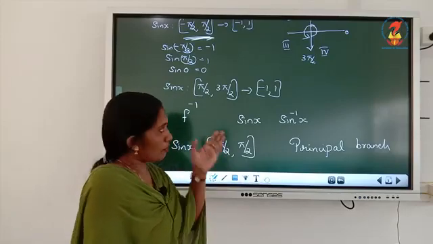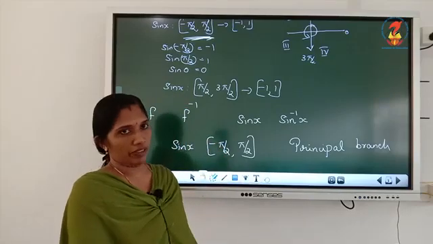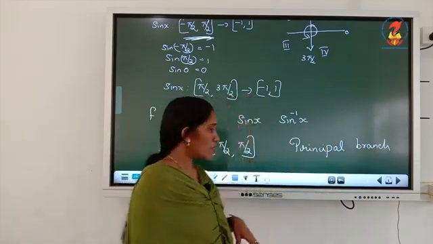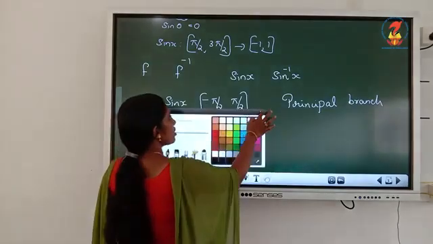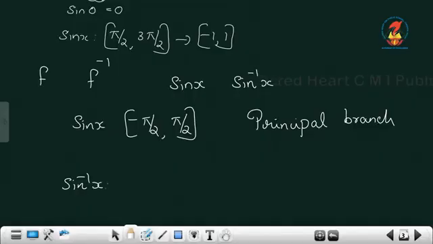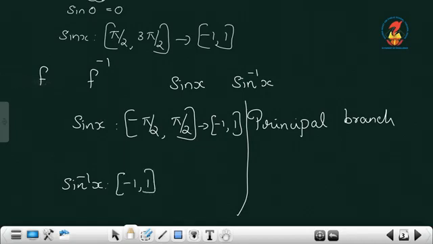Corresponding to each subinterval we get a branch of sine inverse, and the branch with this range is known as the principal branch. So sine inverse we defined like this; all other intervals you can neglect. There also exists a sine inverse function, but this we call the principal branch. So look, sine function from minus pi by 2, pi by 2 to minus 1, 1 is 1-1 and onto. Hence, an inverse exists for sine x. That inverse is denoted as sine inverse x, and it is from the set minus 1, 1 to minus pi by 2, pi by 2.